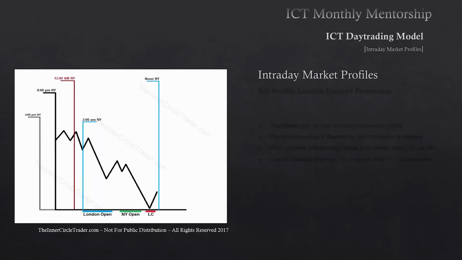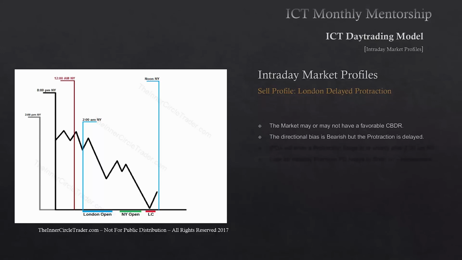Okay, intraday market profiles, continuing to our sell profile with London delayed protraction. The market may or may not have a favorable central bank dealers range. That means it could be an ideal stage set. It could be less than 40 pips, or it could be greater than 40 pips. This profile can go either way when we're using the central bank dealers range.